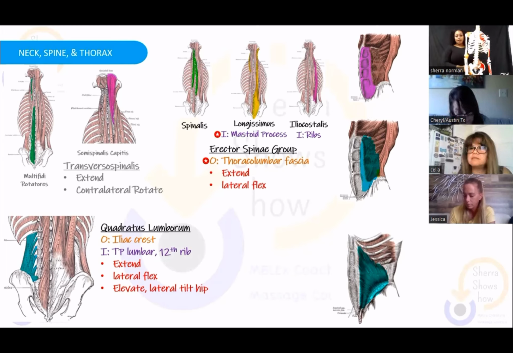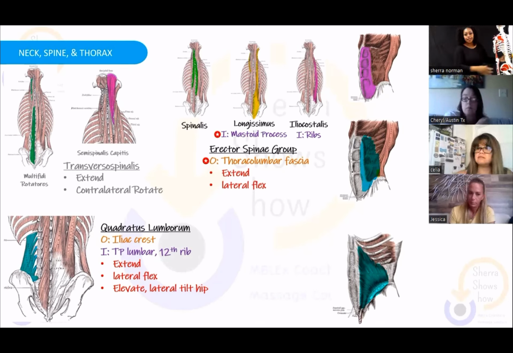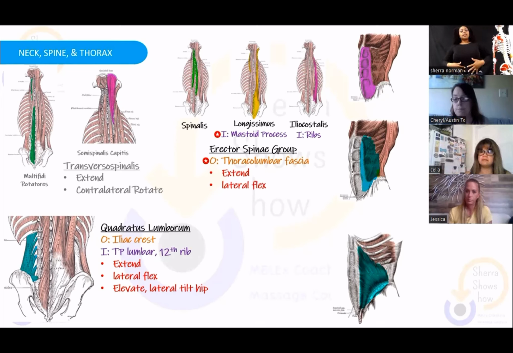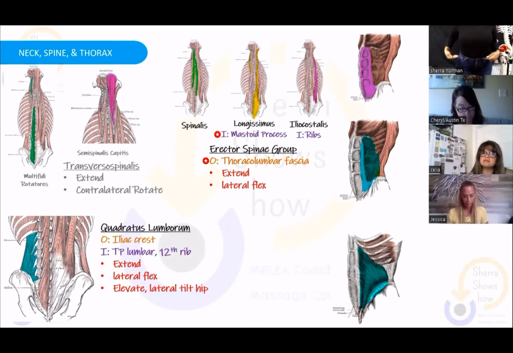Okay, so here we go with the quadratus lumborum. Besides extension and lateral flexion of the spine, it also attaches to the top of the coxal bone, and what it can do is tilt the hip. So anybody watch Conan O'Brien, that thing he does with his hips, right? Looks something like that. Elevation of the hip, elevation of the hip.